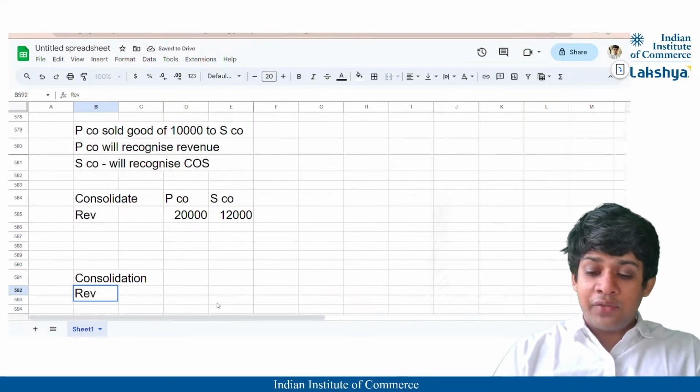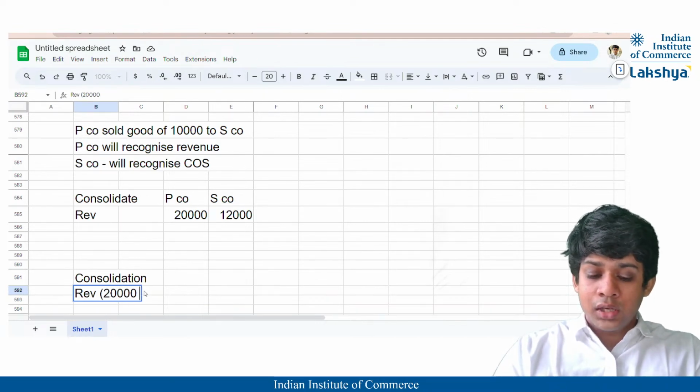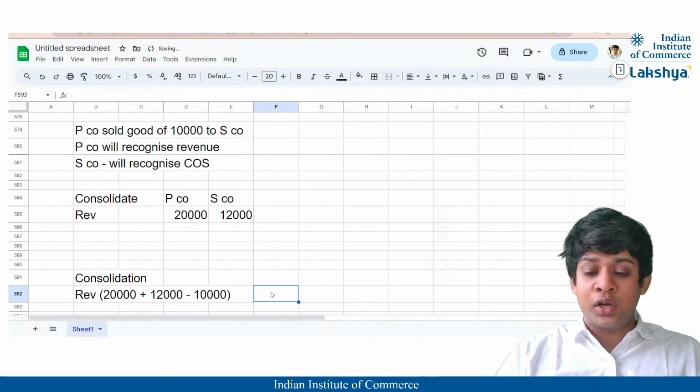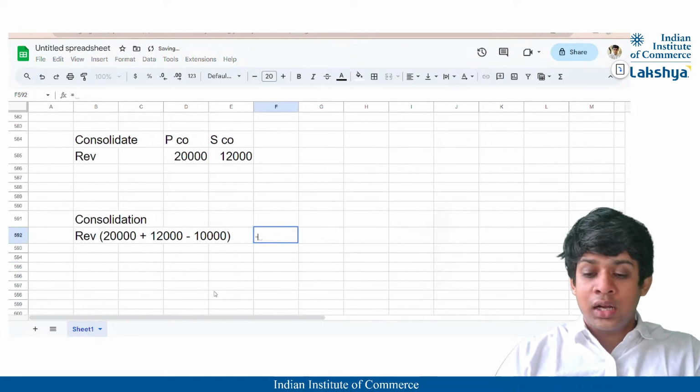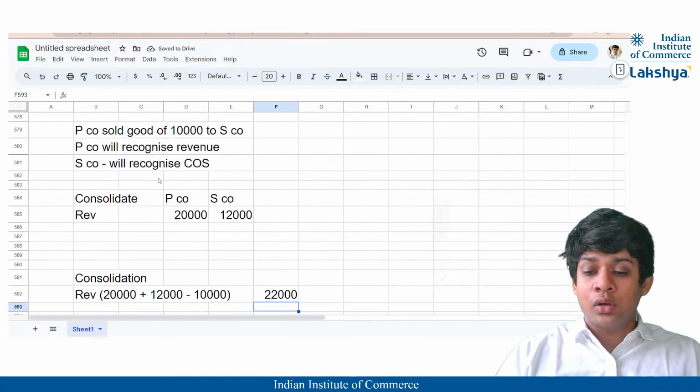So when we are consolidating, the consolidated revenue that will be stated will be nothing but 20,000 plus 12,000, that is both revenues, minus 10,000 of the revenue which is generated because of the intra-group sale made, right? So that will be 20,000 plus 12,000 minus 10,000, which will be 22,000.